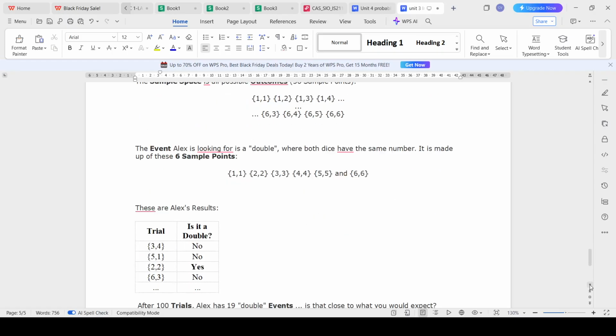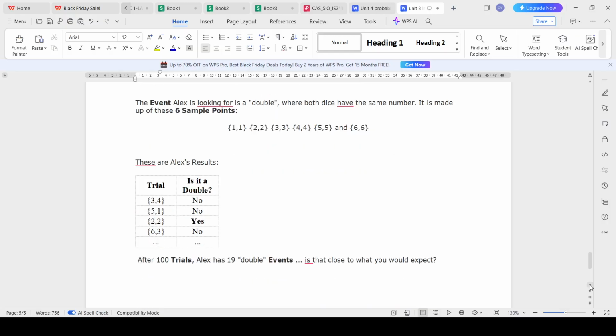So these are Alex's results for each trial. 3-4, is it a double? No. 5-1, no. 2-2, yes. 6-3, no. After 100 trials, Alex has 19 double events. Is that close to what you expect?